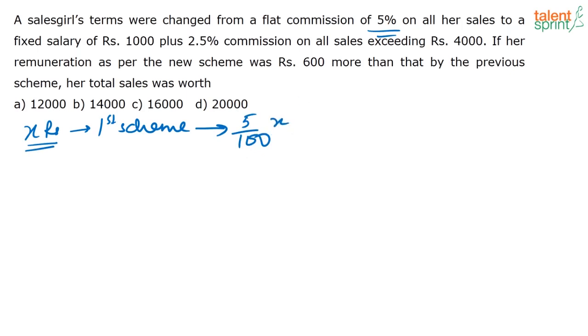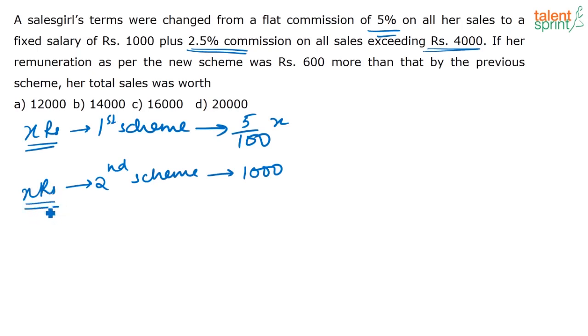Now, let us say the sales girl is still selling for X rupees. Using the second scheme, she gets a fixed pay of 1000 rupees, irrespective of how much she sells. Other than this 1000 rupees, she is also getting a 2.5% commission on all the sales exceeding 4000 rupees. So, if I have sold for X rupees, what will happen is X minus 4000, correct? For the first 4000 rupees sale, she will not get anything extra.